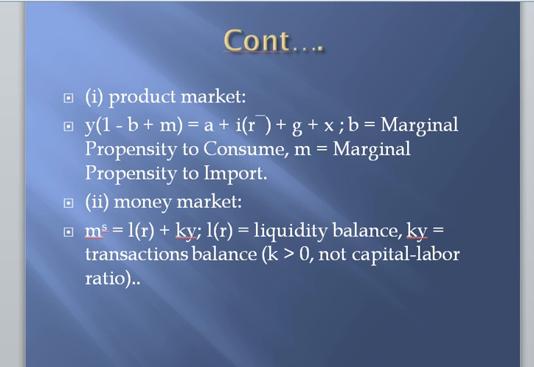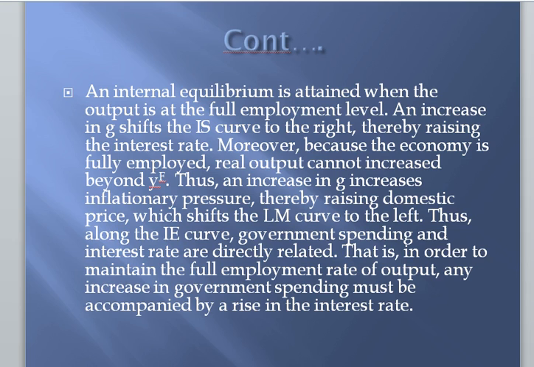So the internal equilibrium is attained when the output is at the full employment level and there is no unemployment. An increase in G, meaning government spending, shifts the IS curve to the right, thereby raising the interest rate.